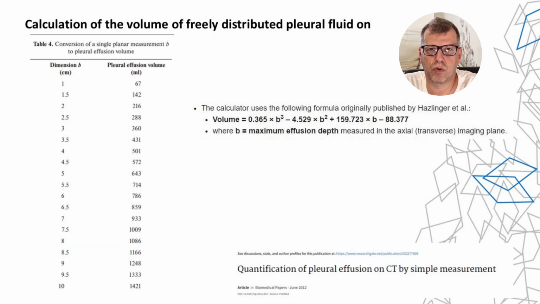Now, you do see the formula on this slide, but honestly, in daily practice, it's usually faster to rely on the table. For instance, if the maximum depth is about 2 centimeters, that corresponds to roughly 200 milliliters of fluid. So instead of doing the math, you can just glance at the table and get a quick estimate.